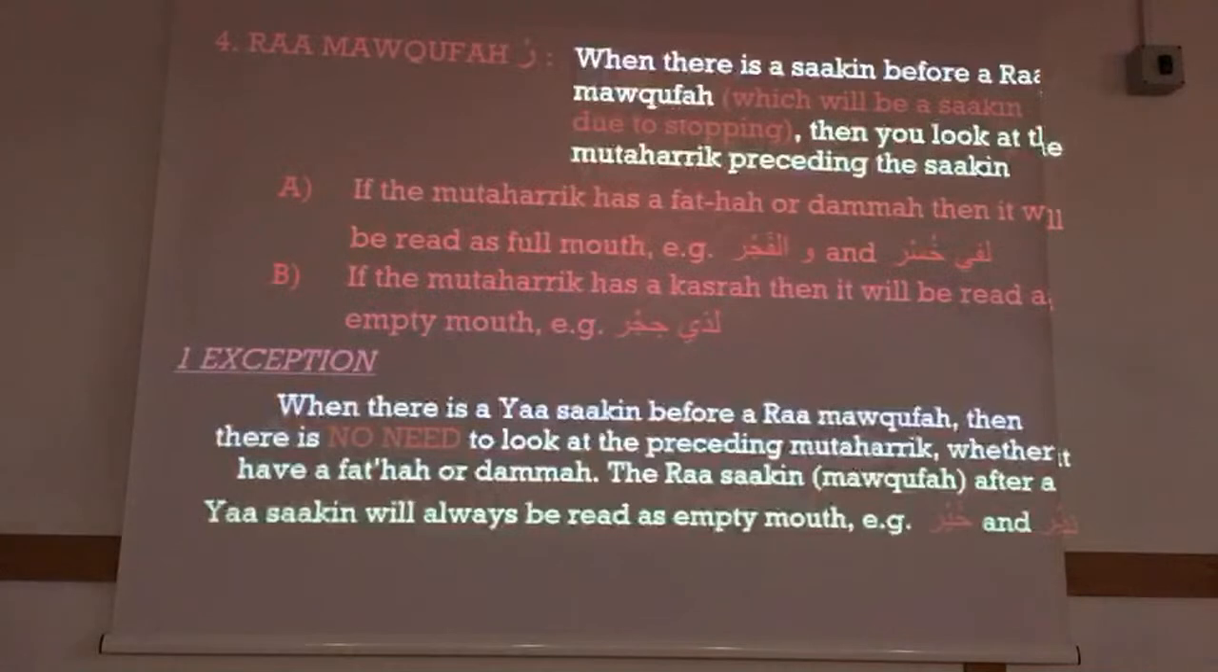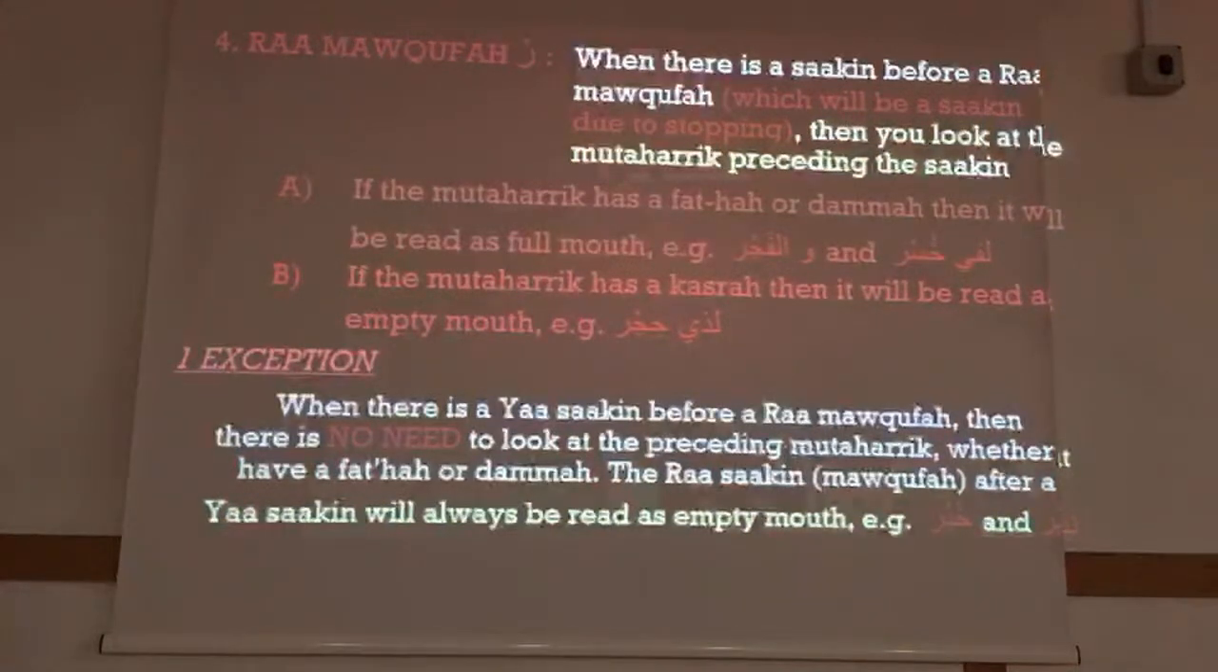The reason why is that ya sakin automatically takes your mouth to a smiling position. Khay, can you see? Forget about the ra for now. If you just read kha, fatha and ya sakin, khay, can you see? Khay is taking my mouth to that smiling position. So because of that, the ra will also be smiley. Khair. Everyone say after me. Khair. Again, remember the kha needs to be full though. So khair.